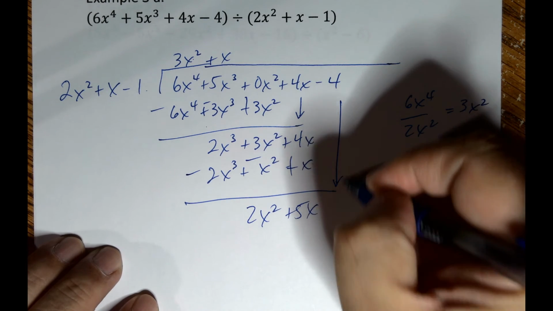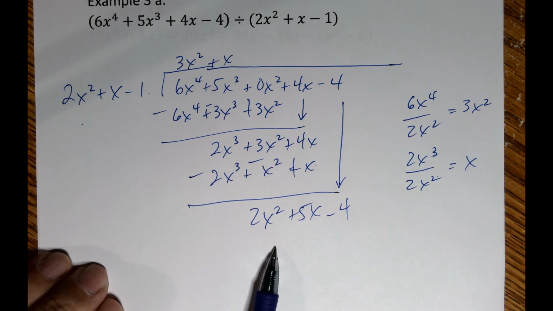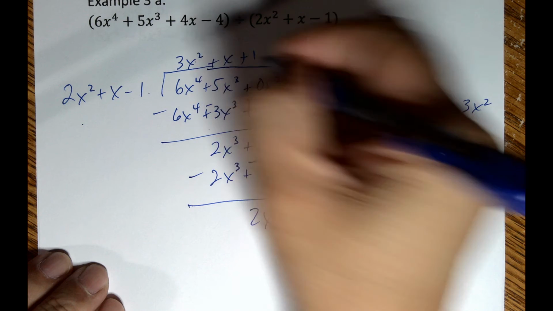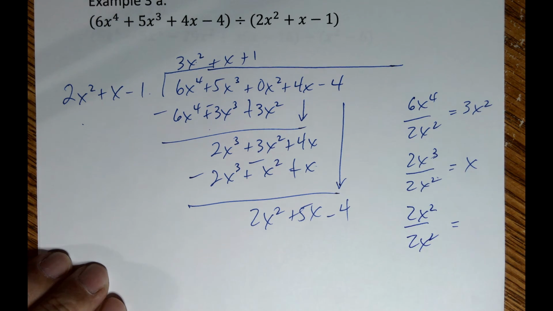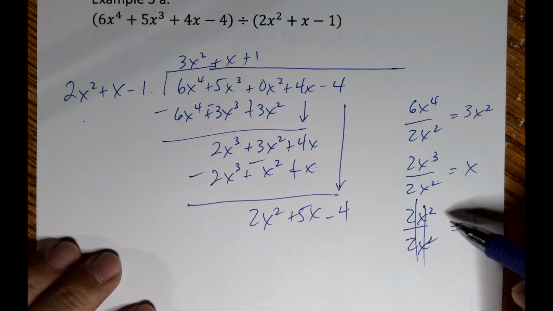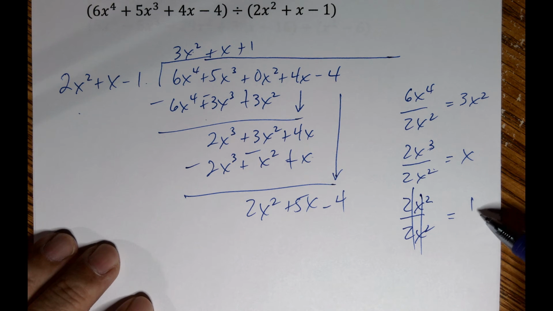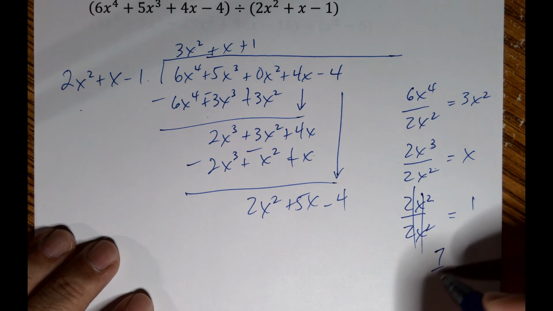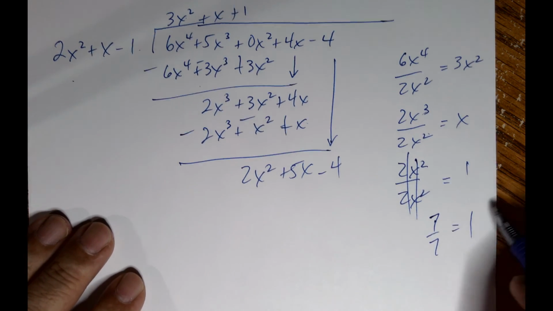So that's going to be 2x squared plus 5x. Bring down the minus 4. Compare 2x squared and 2x squared. It's 1, right? If I divide 2x squared over 2x squared, that reduces to make 1. The 2's cancel, the x squares cancel. So remember, in a fraction, when everything cancels, you're not left with 0, you're left with 1. Think of it: what's 7 divided by 7? It's 1. When it's the same thing on the top and bottom, it's 1.